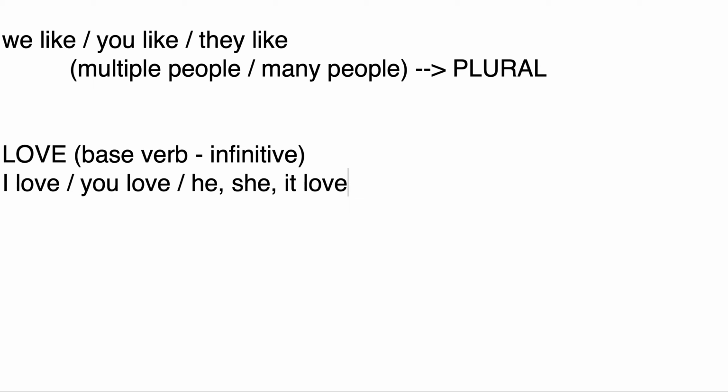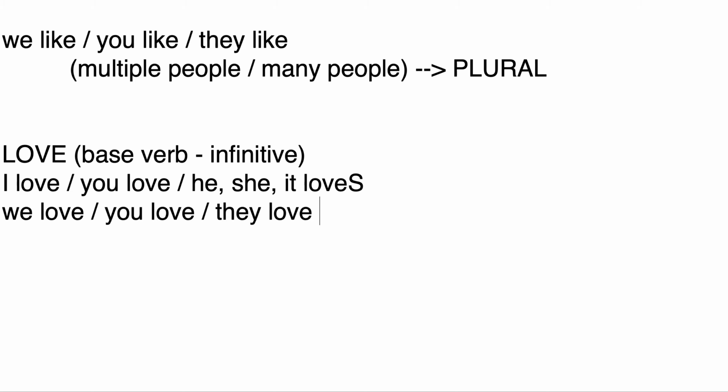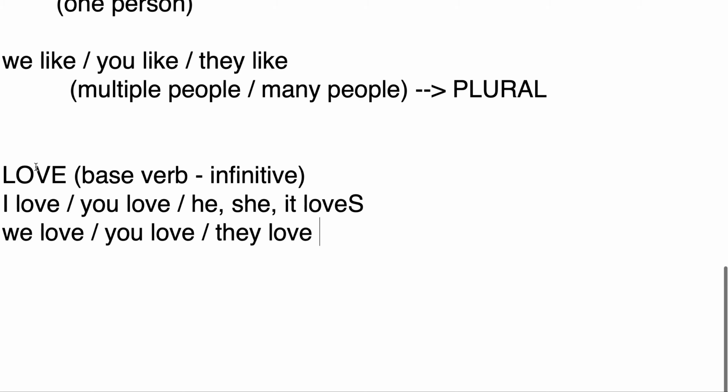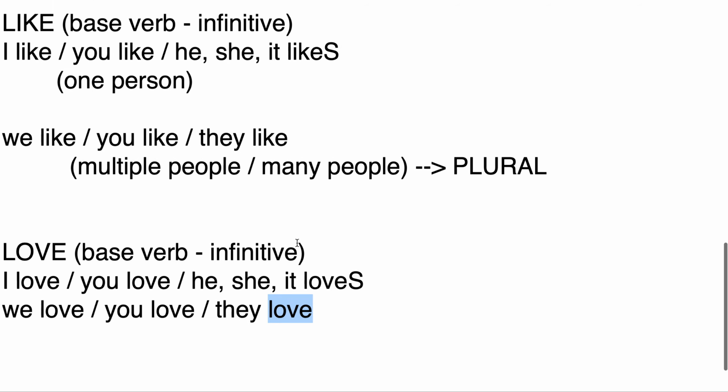We can't say he, she, it love. This is not possible in English. Well, in correct English. So it loves. He, she, it loves. Followed by we love, you love, and they love. This is super simple. Love, no change. Loves, add an S. We love, no change. You love, no change. They love, no change. All right?